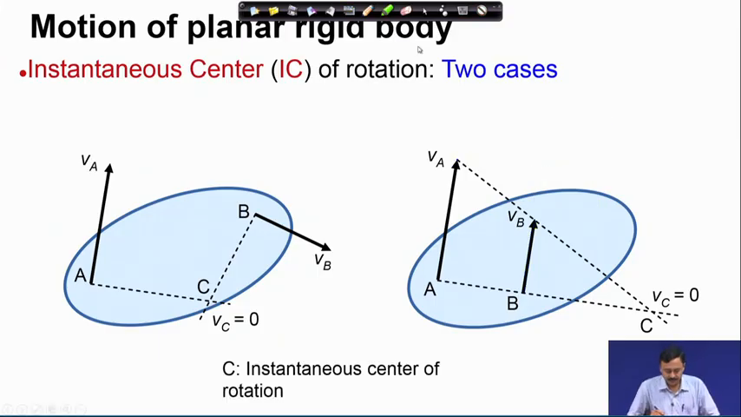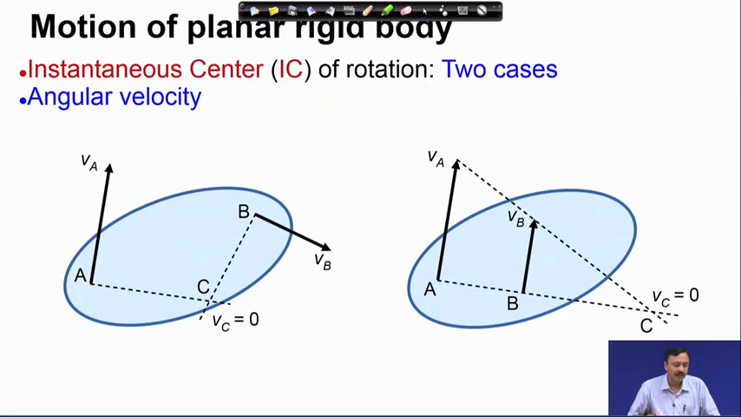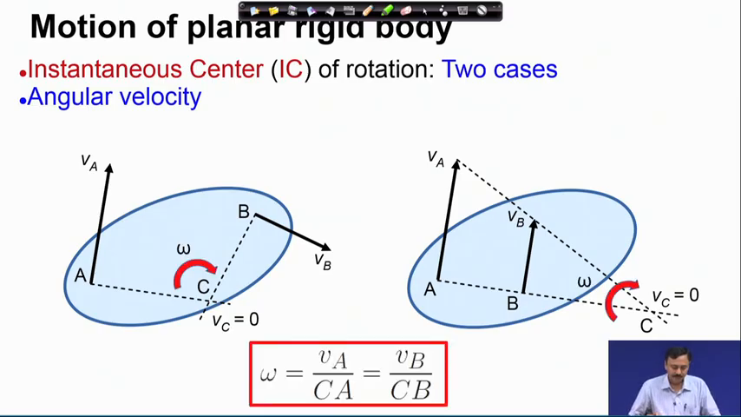So, C is the instantaneous center of rotation, and then we had defined angular velocity as the velocity of point A divided by CA, which must also be equal to the velocity of point B divided by CB.